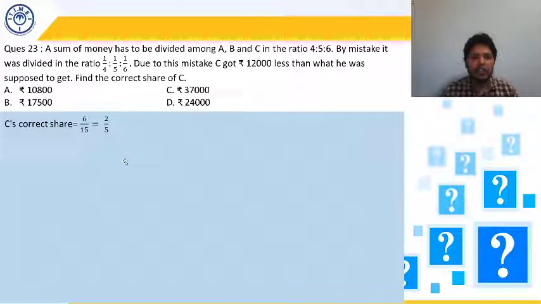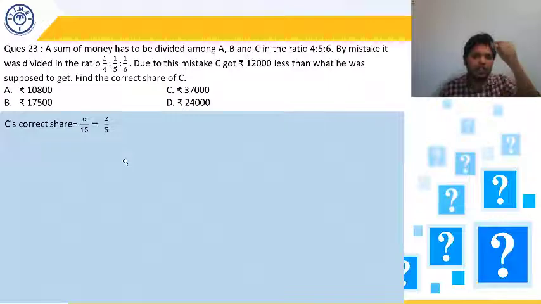So what is the correct share of C? Can I say the correct share of C is going to be 6/15 or 2/5 of the total share? How? Because the money was supposed to be divided in the ratio 4:5:6.